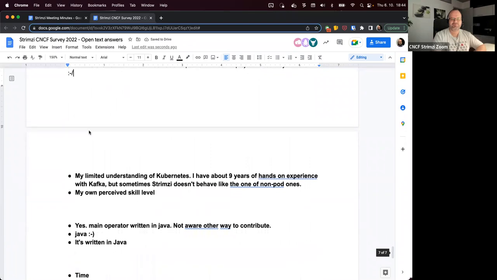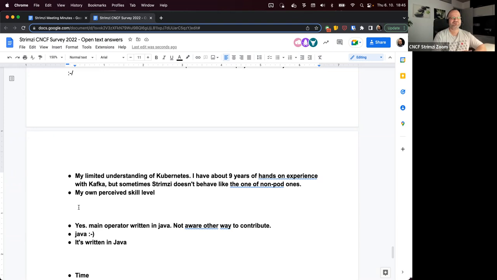Okay, anyone, anything else to this? Okay, my limited understanding of Kubernetes, I have about 9 years of hands-on experience with Kafka, but sometimes Strimzi does not behave like the non-pod ones, and my perceived skill level. So I guess to that, I can say that we have all kinds of good start issues. So even if you have limited understanding or think your own skill level is not good enough, then I think some of the good start issues should be good places to start. And in the community, we have a lot of people who will be definitely willing to help you and take you through the process. So don't be afraid and try it.